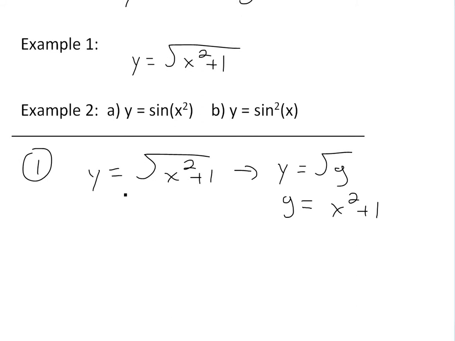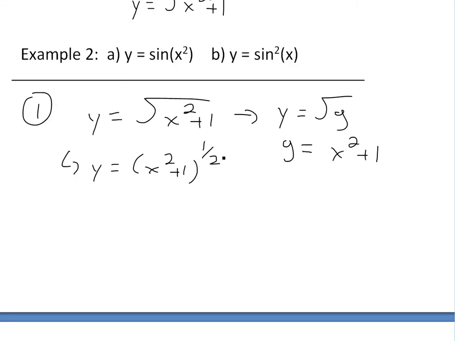This one could also be written as y equals x squared plus 1 to the power of 1 over 2, the same thing as the square root. And then you could use the power rule for derivatives to get the first derivative in terms of g, which is x squared plus 1. And you can see the proof for that in the video links below. I did that proof for the power rule as well.